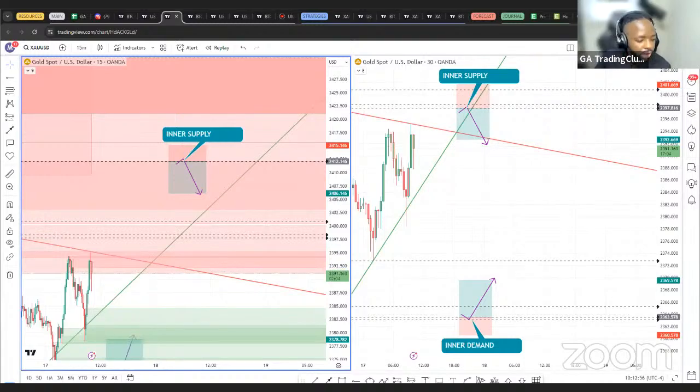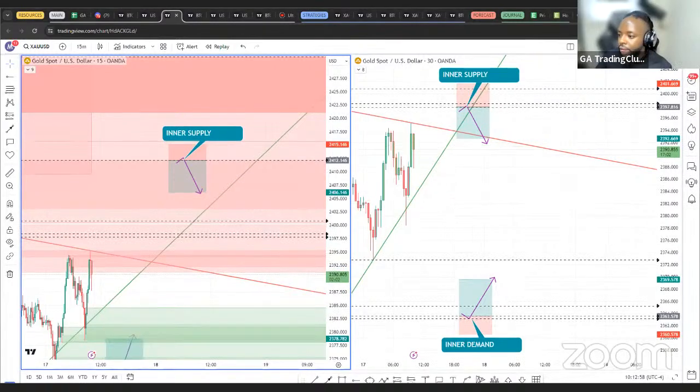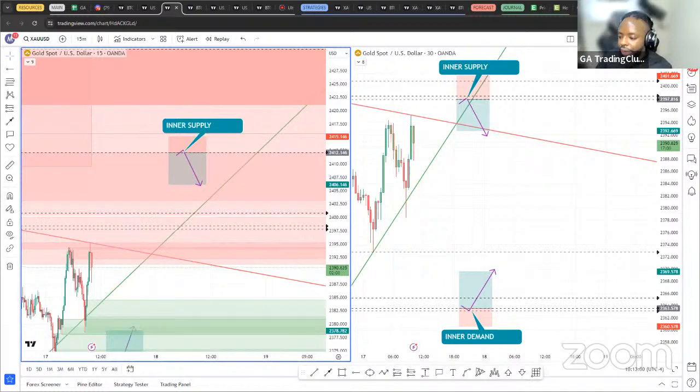Not sure if it's going to get back to the all-time high. Also, you want to see the days of the week. Mostly when gold has gone to the all-time high, it's been on Fridays. If you remember the past two Fridays, last Friday gold was around 2,400, and I told you guys that it would reach 24.20.